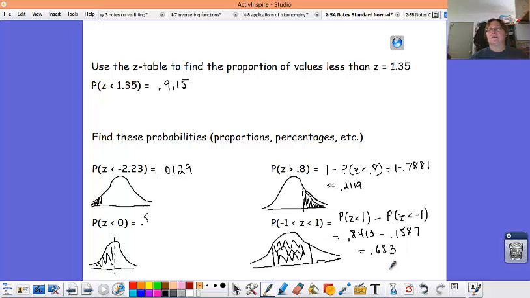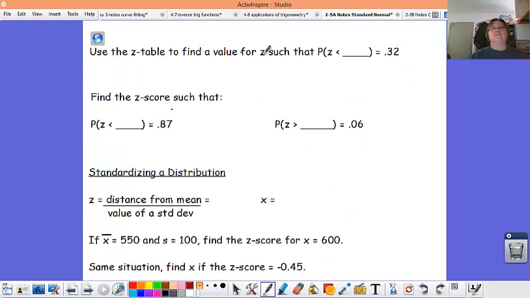0.6826, so about 683. Ladies and gentlemen, that's kind of important. Between -1 and 1 standard deviations from the mean, about 68% of the data is there. And you'll recall we spoke about that in a previous lesson. All right. So now we're going to work backward from the z-table. We have a probability that we're interested in, and we want to know which z-score would correlate with that.